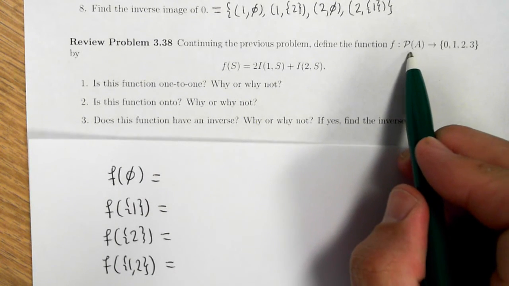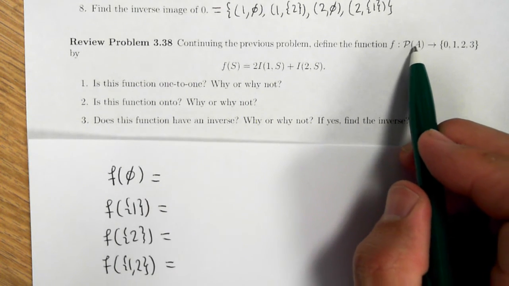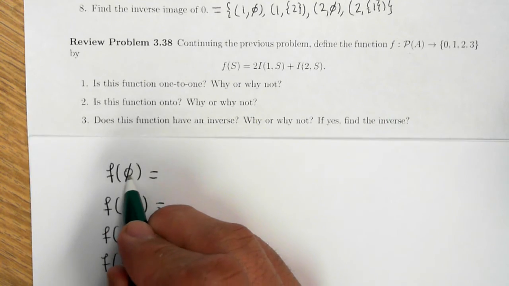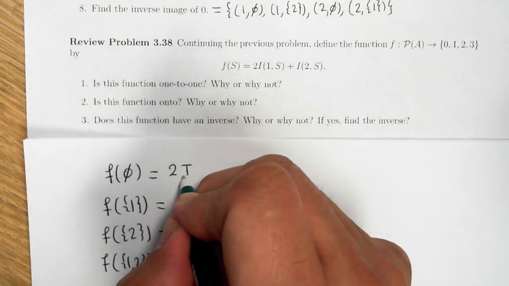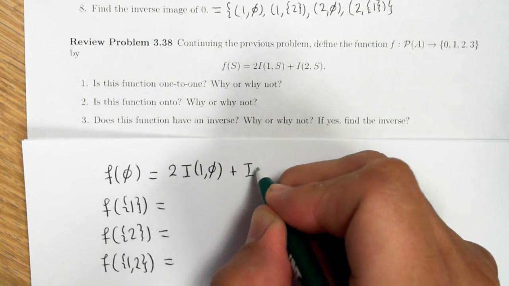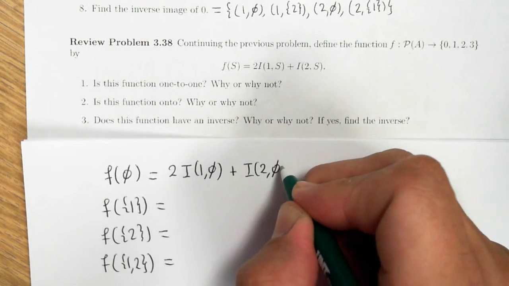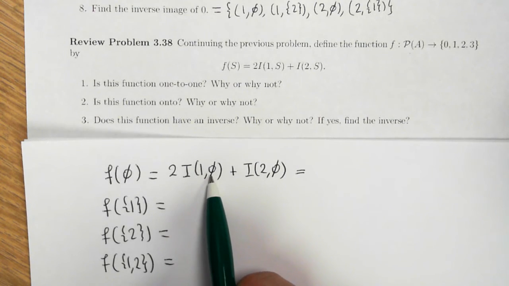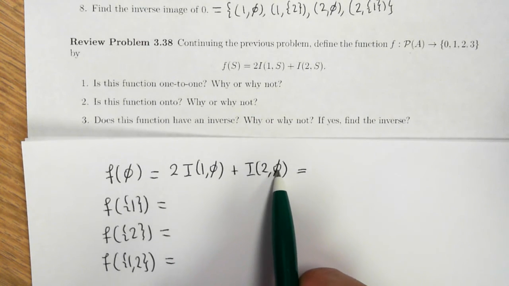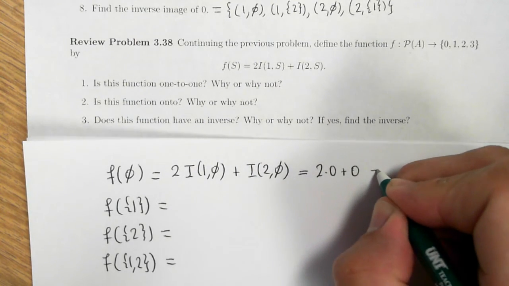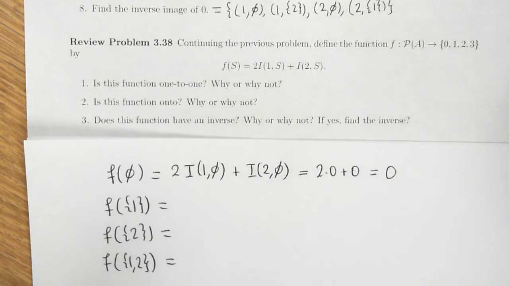There are 4 things in the domain. Since A has 2 elements, the power set has 2 squared, 4 elements. So let's see what happens. F of the empty set is equal to 2 times I1 of the empty set plus I2 of the empty set. 1 is not an element of the empty set. 2 is not an element of the empty set, so I get 2 times 0 plus 0, which is equal to 0.